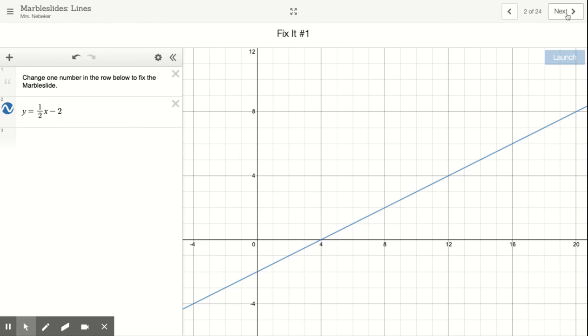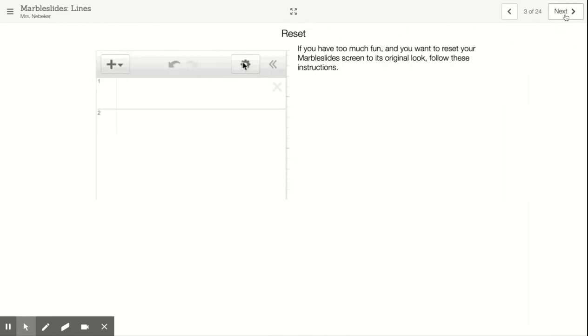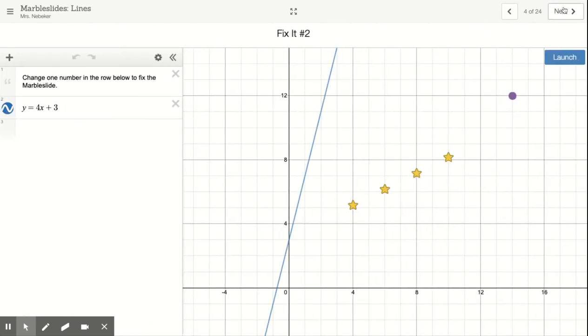Okay, so that's what you're going to be doing. You're going to be fixing these equations in order to collect all the stars. So if you have too much fun and you want to reset your marble screen, then you can follow these instructions. You just press the little gear and then it will reset it for you. So this gear up here is the gear that we were just looking at, and that will reset everything back.